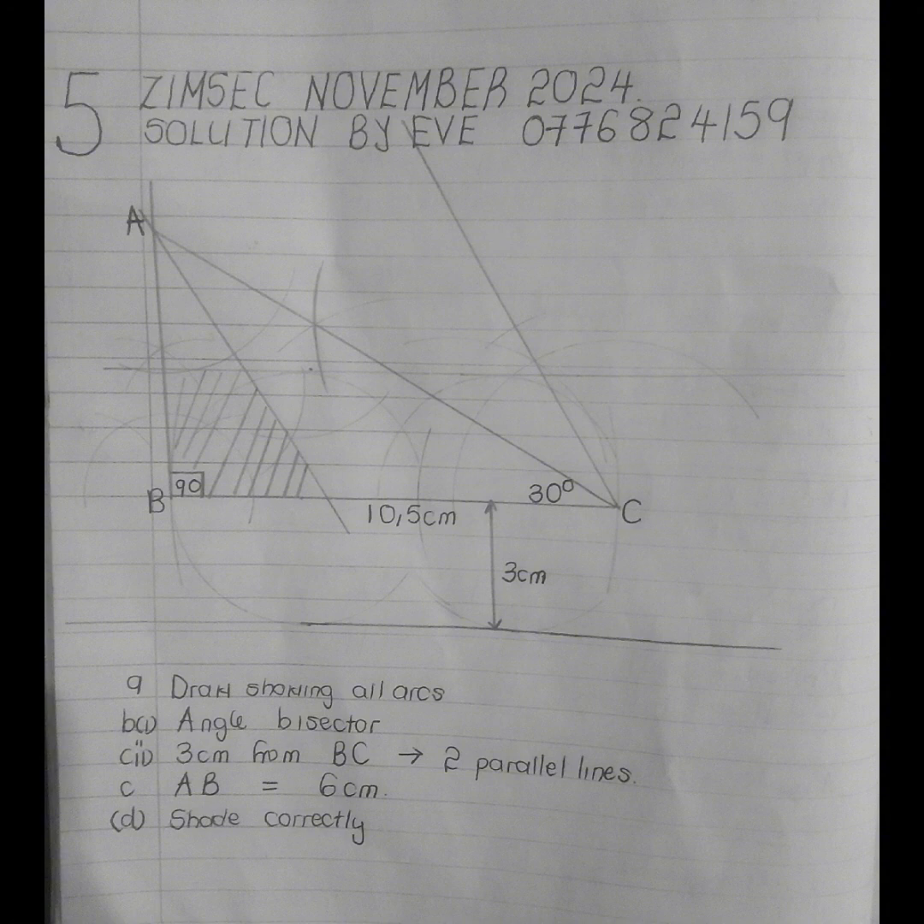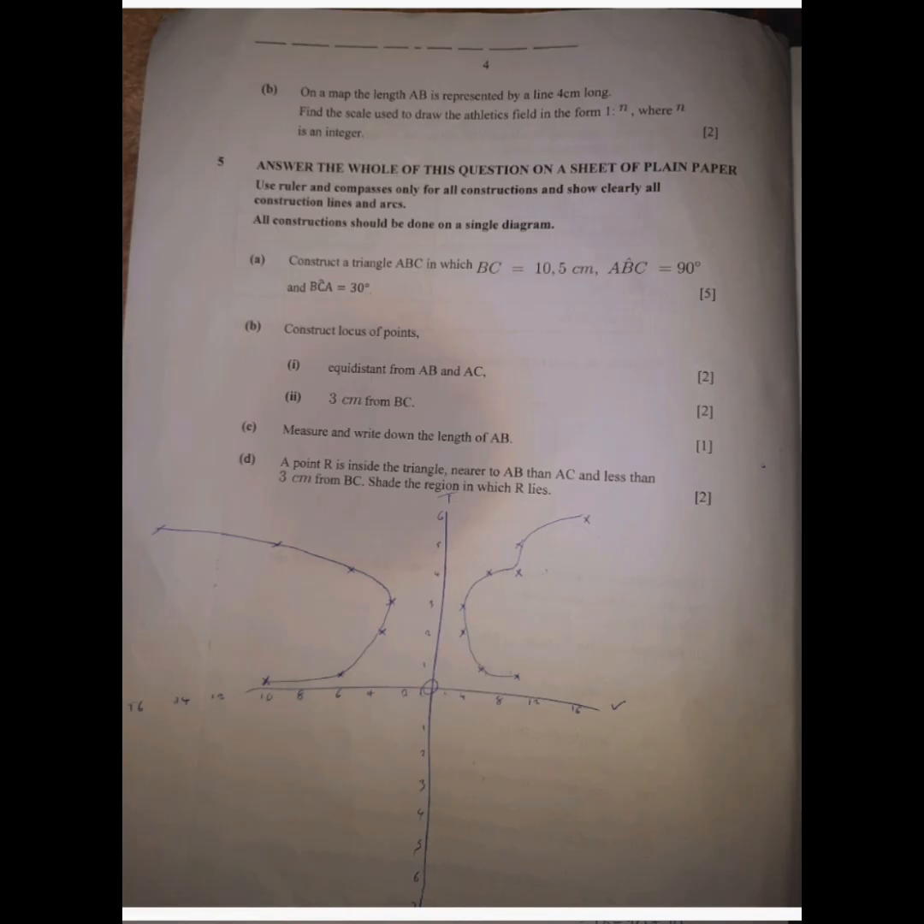So what we are going to do is that we need to draw some arcs both at the top and at the bottom, and then we draw a tangent of those arcs. That is how we are going to construct parallel lines that are above and below BC. And then next, measure and write down the length of AB. So I measured the length of AB and obtained 6 centimeters.